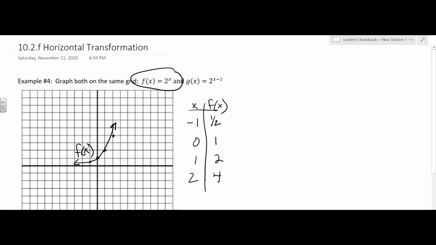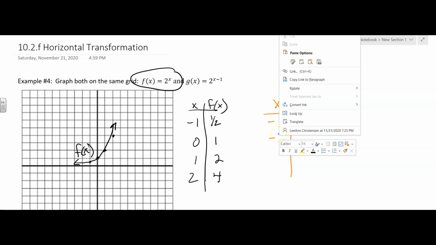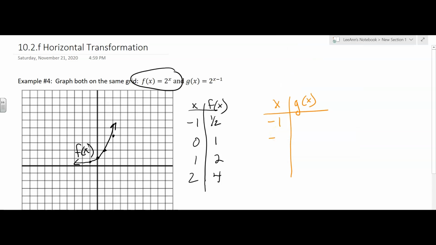Okay, now let's graph g of x. Now we'll have x and we'll have g of x. We're going to make a table of values. And let's see what happens if we plug in some numbers. So let's plug in like -1, 0. We'll use the same numbers, same x values. And so 0, and then 1 and 2. And let's just see what happens with these graphs.